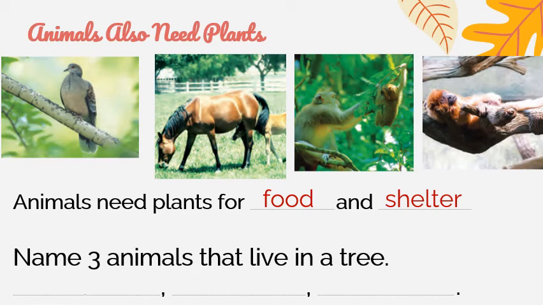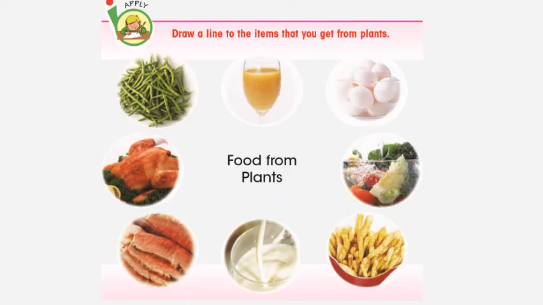For example, what does a horse eat or a cow? A horse eats grass, so they need plants for food. Let's name three animals that live in a tree. Maybe birds or an owl, a squirrel, and many other animals. So you have to know that animals also need plants. Let's solve this exercise together.